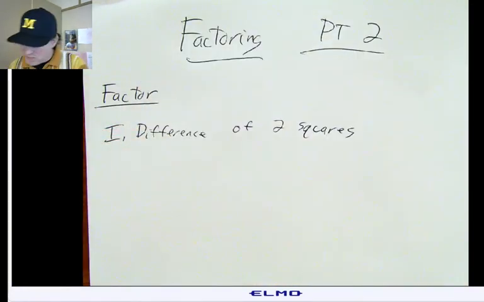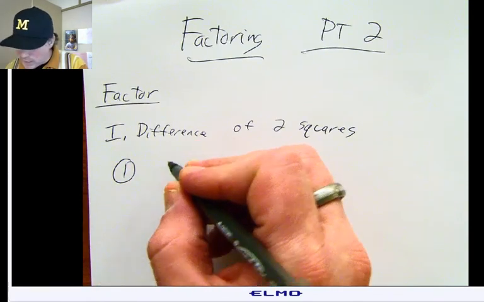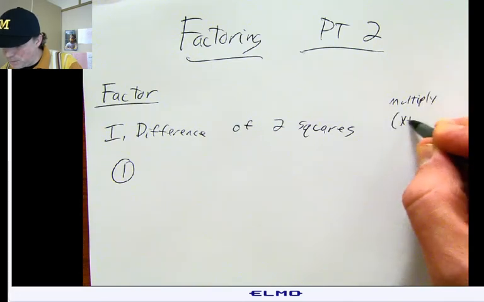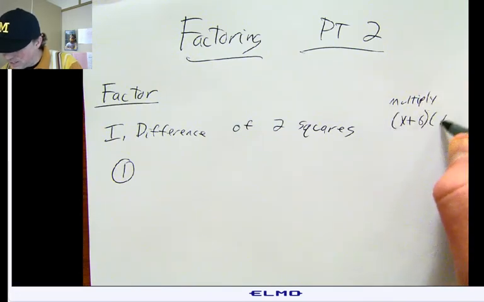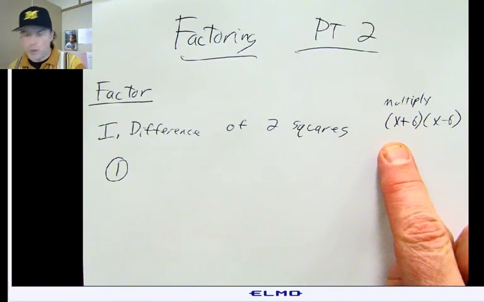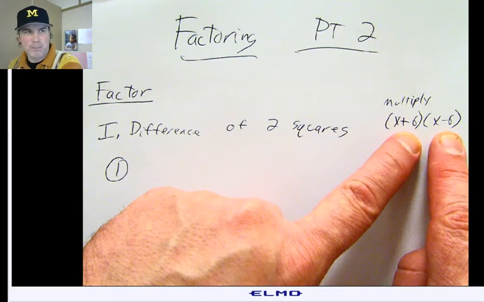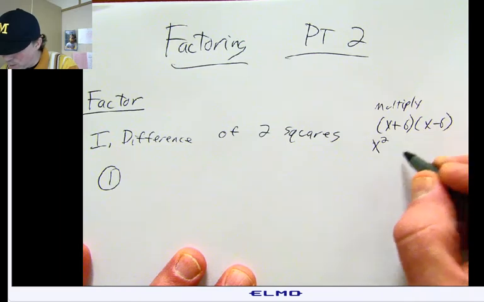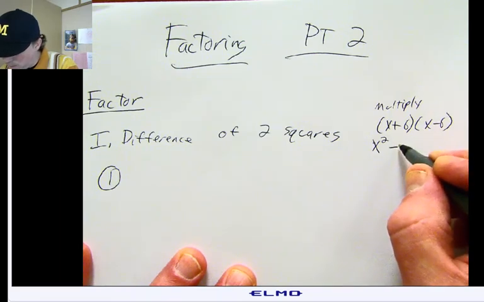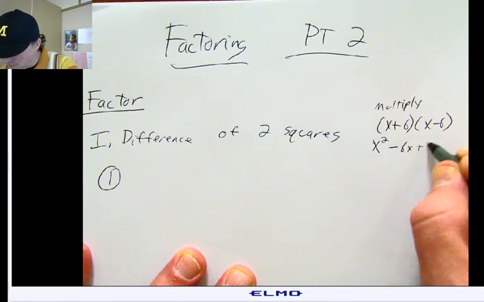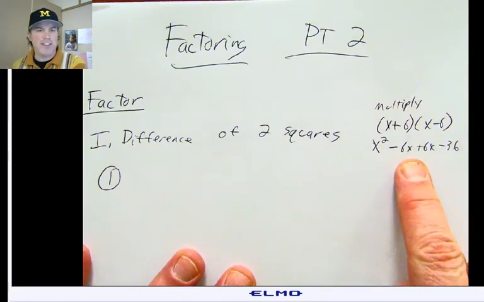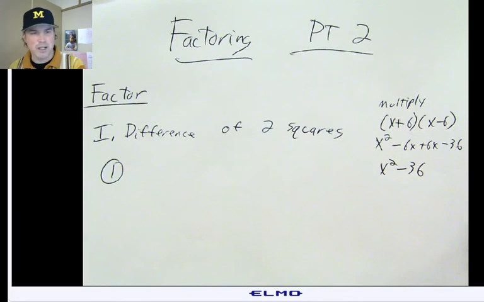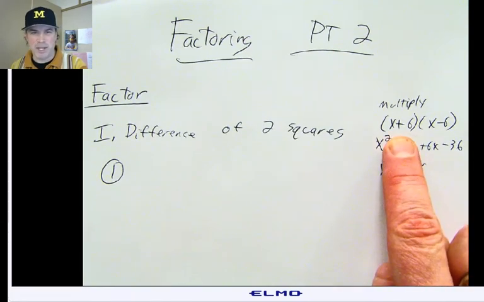Now, a difference of two squares is a special case, and it comes from, say, if we were to multiply x plus 6 and x minus 6. Notice you have the same number here, but one's plus and one's minus. So if I do my double distributing, I get x squared minus 6x plus 6x minus 36, and the 6x's in the middle cancel out, and you end up with x squared minus 36. And this only happens when one is plus and one is minus.